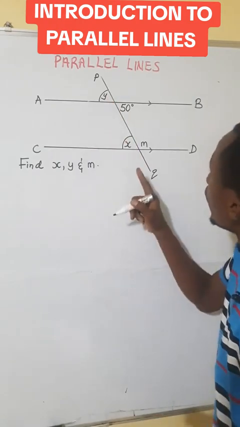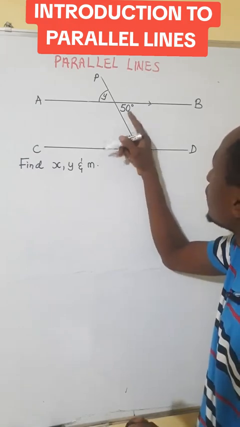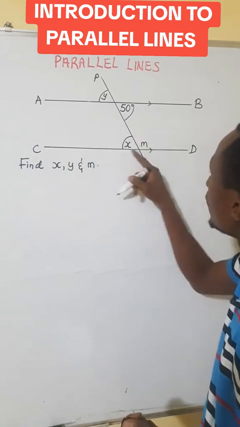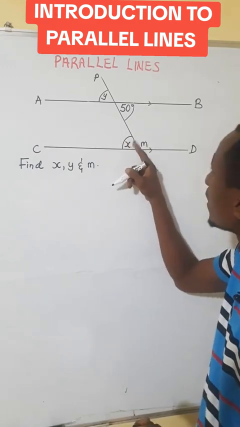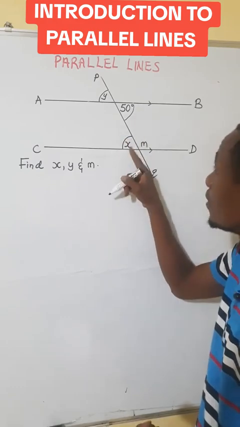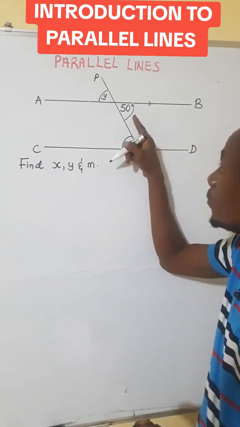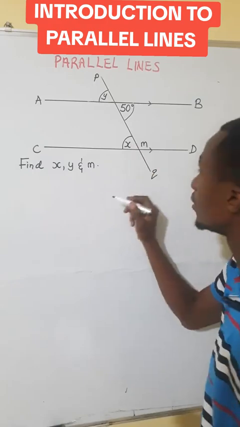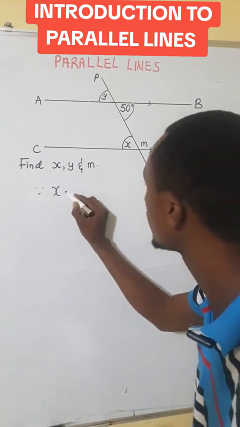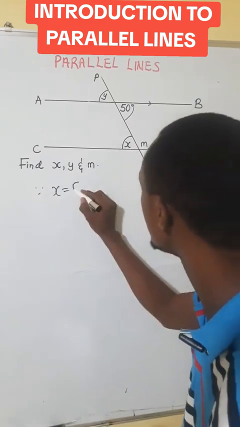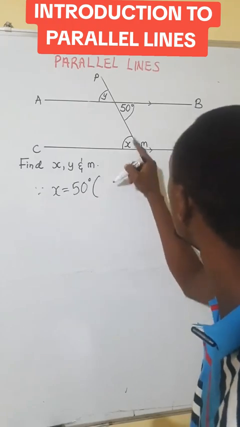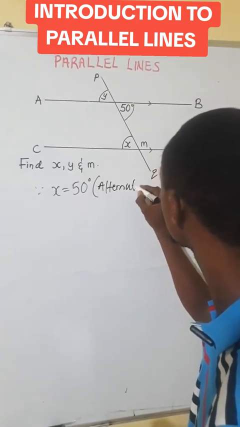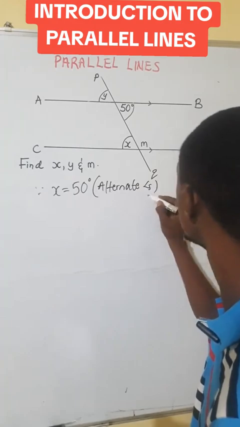So if you also look at X and 50, they are formed in an alternate direction. So these ones are formed by the Z shape. Because of that, X is alternate to 50. So if this is X degrees, here also should be the value. If this is 50 degrees, here also should be 50 degrees. So therefore, our value of X is equal to 50 degrees. Why? Because of what? Alternate angles. So you can say alternate angles. So we have got X.